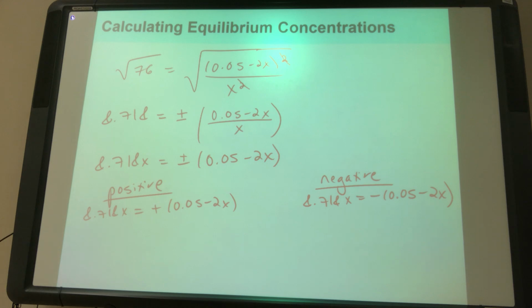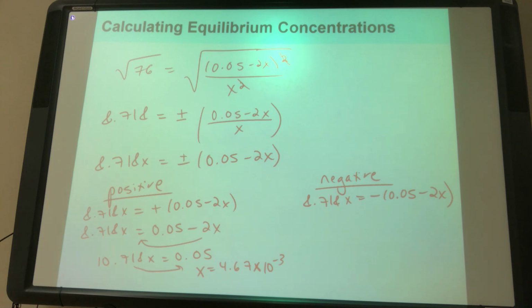Let's see. So let's do the positive. So now we've just got 8.718x is equal to 0.05 minus 2x. Let's move the 2x over, so we're going to add it. So 10.718x is equal to 0.05. Divide both sides by 10.718. And here we get x is equal to 4.67 times 10 to the negative 3. All right, so that's just one side. Let's do the other one.